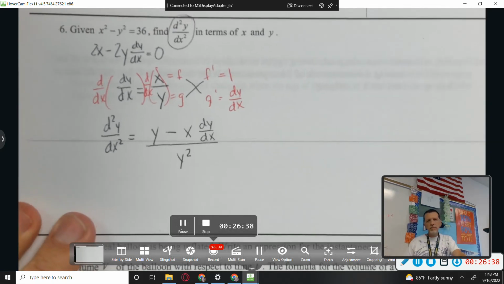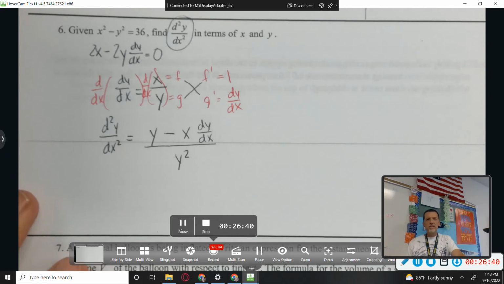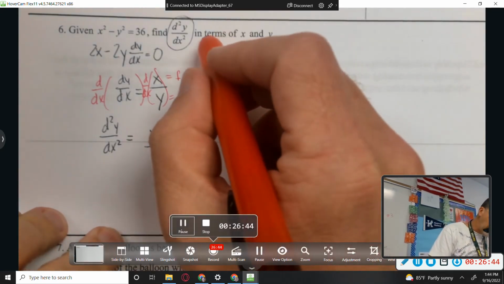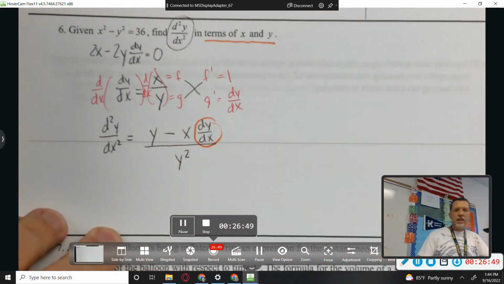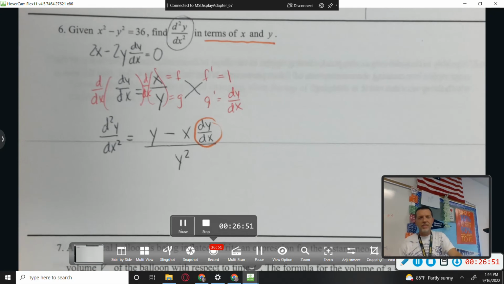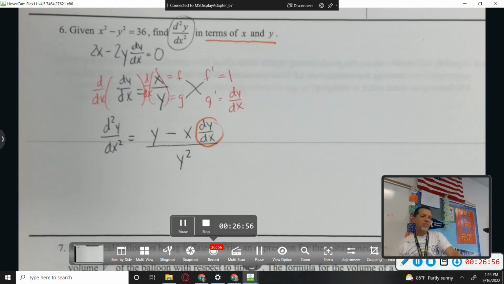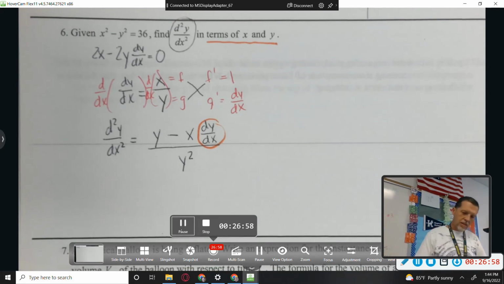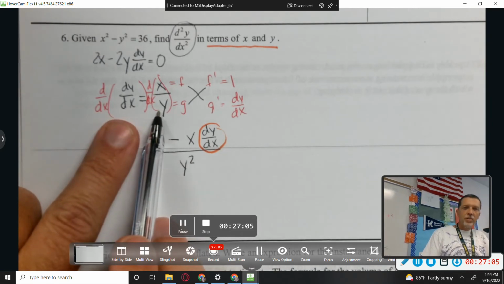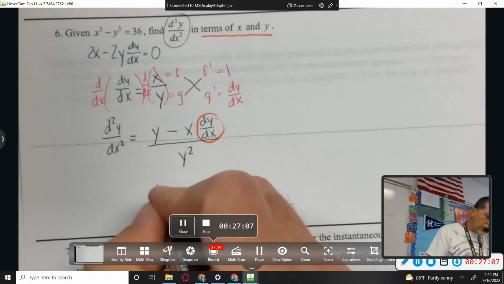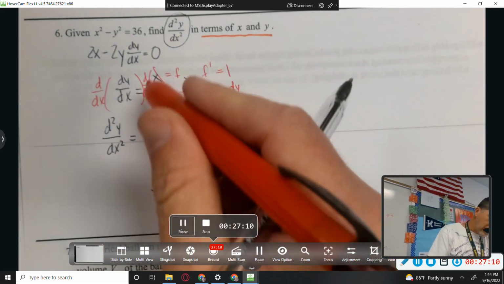Are we done yet? Yeah, it says in terms of x and y. So not quite done yet. If only I knew what dy dx was, I could substitute in for dy dx. Could you just divide by... Oh, I kind of messed it up here. I did have dy dx. It was x over y. So I'm going to replace dy dx with x over y.